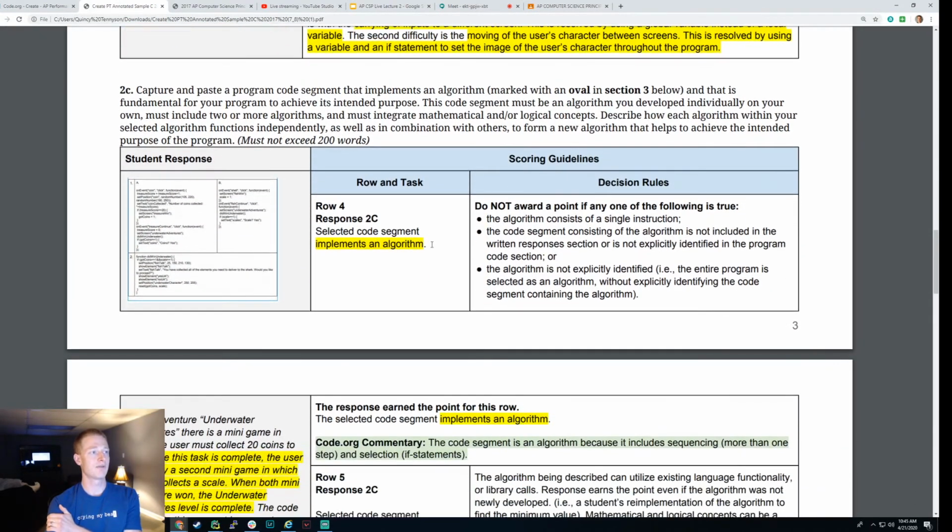Now we're going to look at row 4, which is the code segment that implements an algorithm that is fundamental to the program to achieve its intended purpose. Remember, we discussed last week that for rows 4, 5, and 6, you don't want that algorithm to be shoehorned. You don't want it to come out of nowhere. It should naturally fit with the rest of the program. If you're writing a journaling program and you've got a calculator algorithm in there for some reason, that doesn't really make sense.